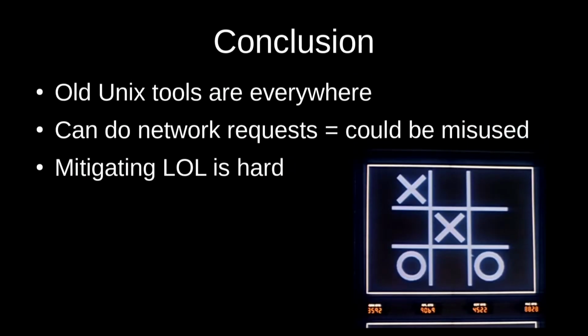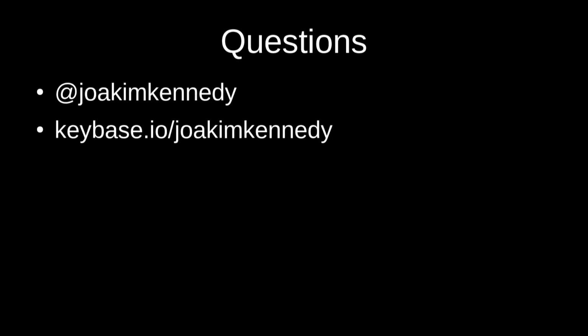To conclude, the lessons learned: Unix tools, no matter how old they are, you can find them anywhere. One good lesson learned is also that if a service can do a network request, there's definitely a way you can misuse it for something it's not intended to do. So in general, I would say mitigating against living off the land is not an easy task, and hopefully we can improve on that. Thank you, everybody, and I can take questions if you have any.